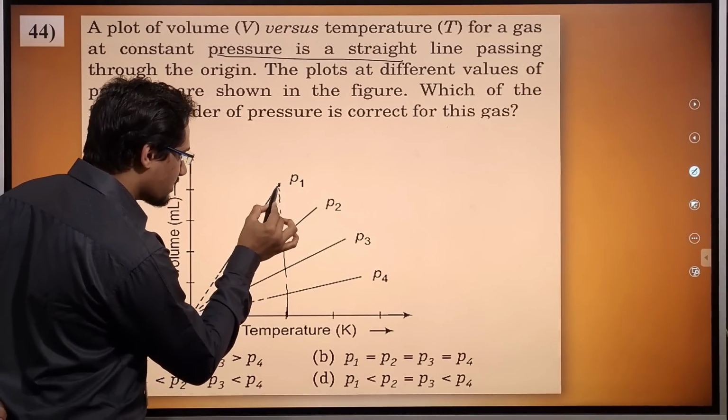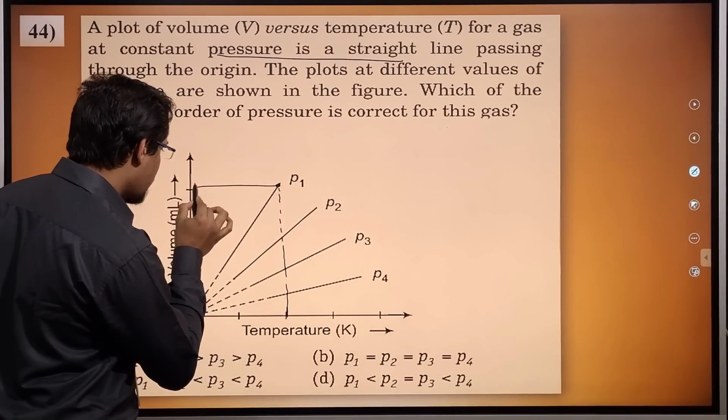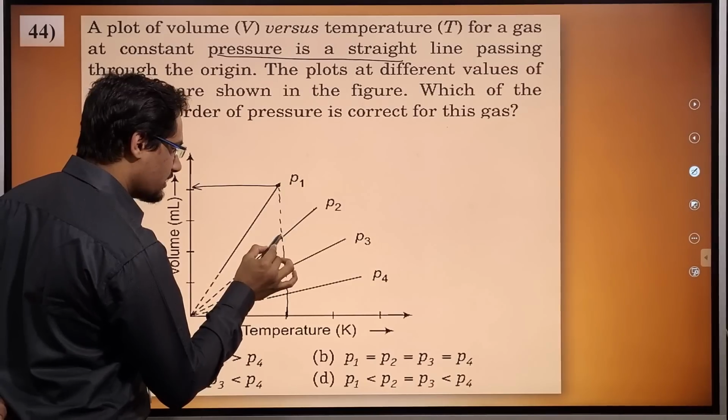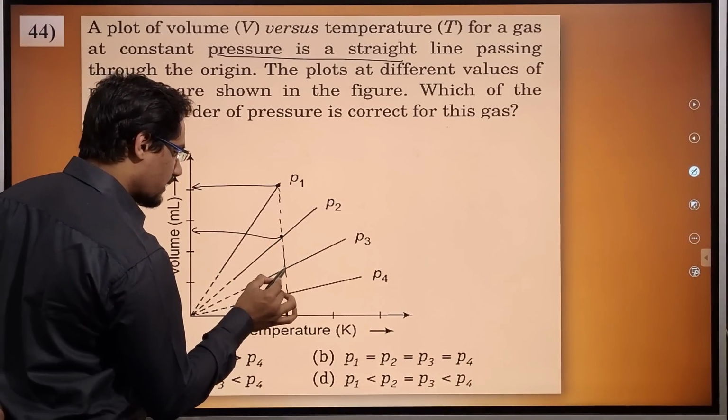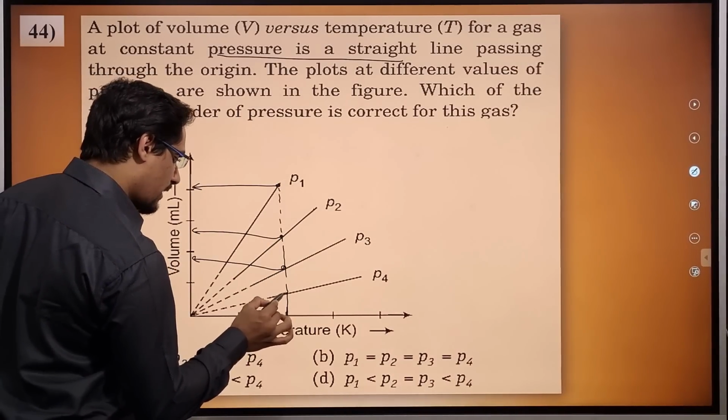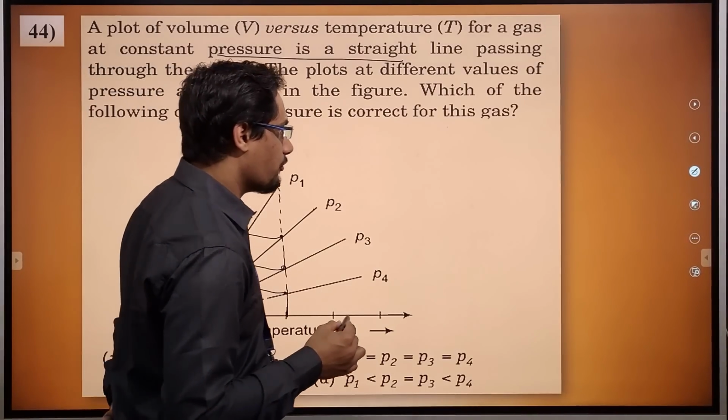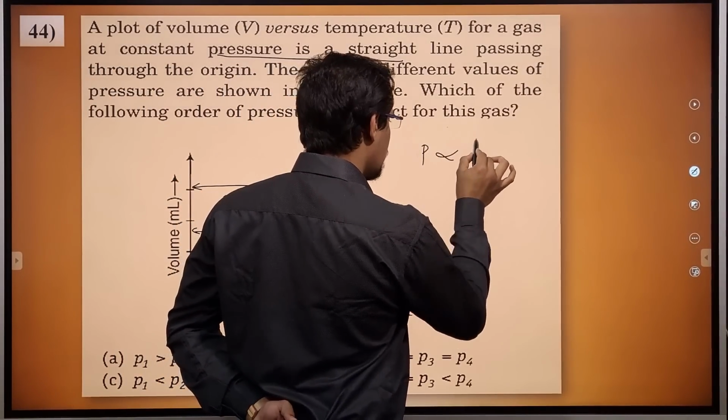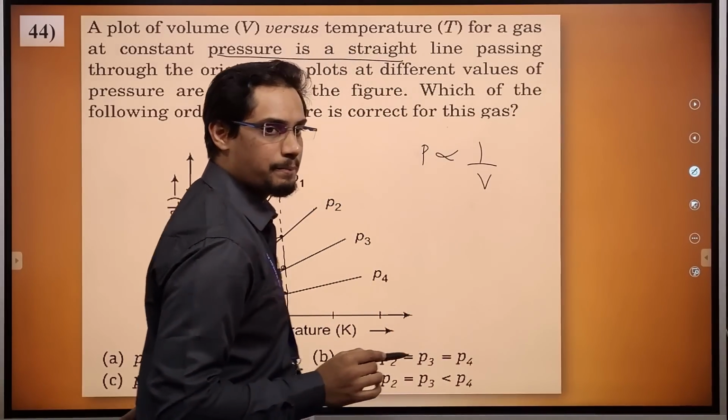At this pressure, this is the volume. At this pressure, this is the volume. At this pressure, this is volume, and at this pressure, this is the volume. From Boyle's law, P is inversely proportional to volume.